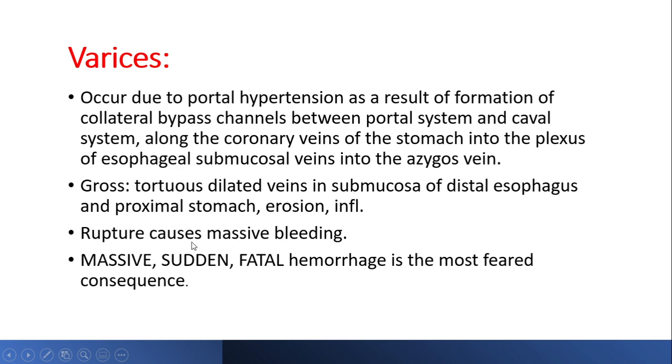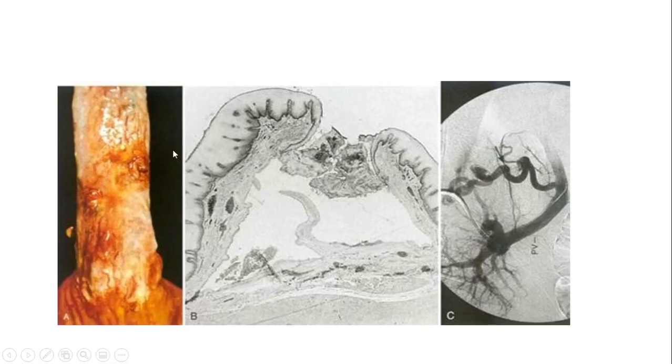result in severe massive bleeding. Massive sudden fatal hemorrhage is the feared complication or consequence. This picture showed you the dilated, tortuous, severely engorged submucosal veins in the lower third of the esophagus. Here, microscopically, there is submucosal tortuous dilatation with even rupture to the surface, and this is an angiogram showing dilated tortuous submucosal veins.